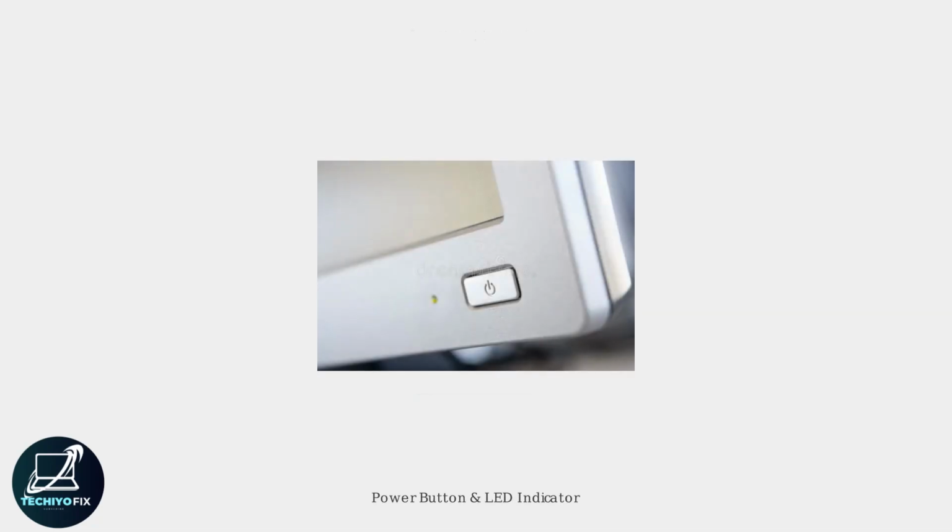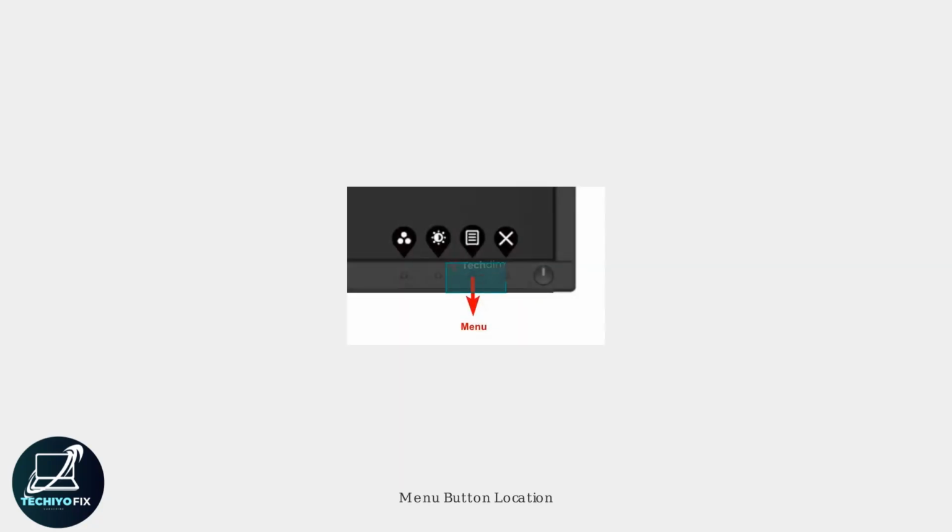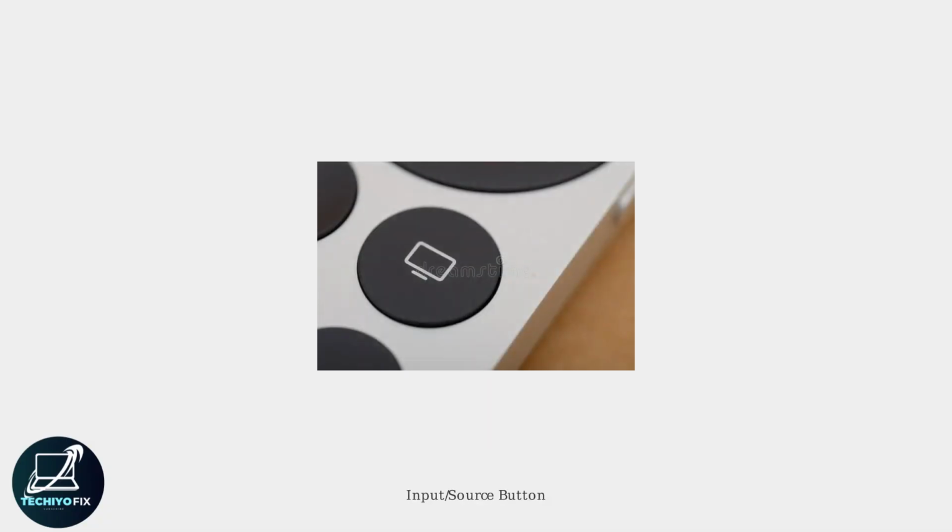The power button is usually marked with the universal power symbol and may include a small LED indicator light nearby. Look for the menu button, often marked with an icon resembling a list or settings symbol. This is key for accessing input options. The input or source button may show a monitor icon or HDMI symbol. Press this to cycle through available inputs. Remember, button layouts differ between monitor brands and models, so consult your user manual if needed.